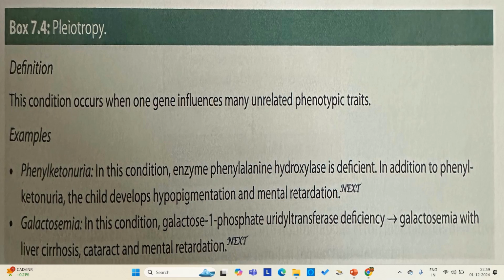So what is pleiotropy? This condition occurs when one gene influences many unrelated phenotypic traits. Example, in phenylketonuria, the enzyme phenylalanine hydroxylase is deficient. In addition to phenylketonuria, the child develops hypopigmentation and mental retardation. You can also see the same effect in galactosemia with liver cirrhosis, cataract, and mental retardation.